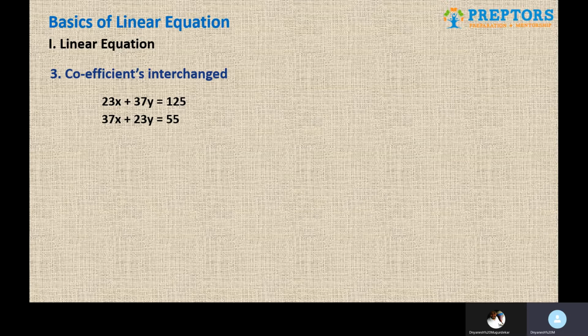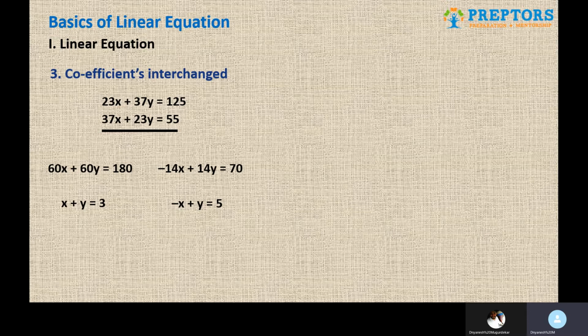So what do we do in this case, because it's a very particular case, is add both the equations and subtract both the equations. What happens when you do that? Of course, when you add both the equations, you get 60x plus 60y is equal to 180. You further simplify that, divide by 60 throughout, you get x plus y is equal to 3. And when you subtract both the equations, what you get is minus 14x plus 14y is equal to 70.